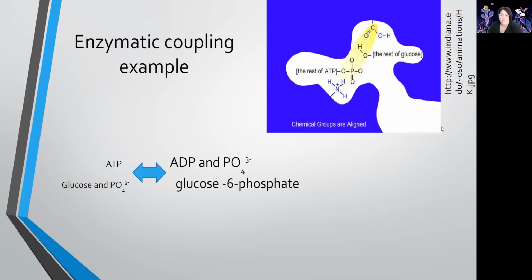So this phosphate, you can see over here up on the top, you get a phosphate that will attach to the glucose. So it'll break off the ATP and basically switch the bonds. So instead of being attached to the ADP, the phosphate will now be attached to the glucose. And so there's a lot of these examples of enzymatic coupling in metabolism. So a process that's spontaneous that drives a process that is non-spontaneous.